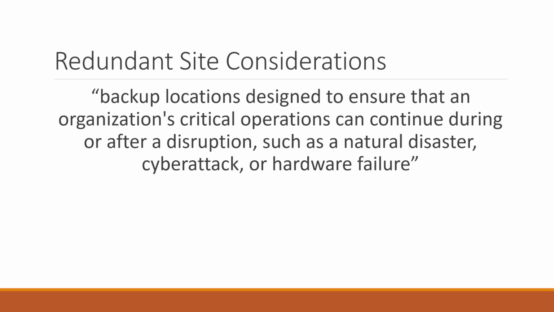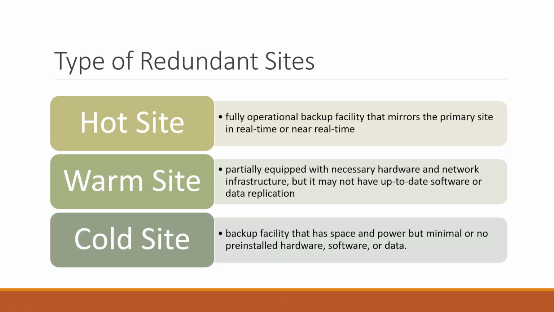Now, let's talk a little bit about redundant site considerations. We have a couple of different redundant sites that we can choose from, and one of them is all about how we recover if a disruption or a natural disaster took out our primary site. So we have 3 sites to think about. We've got our hot site, which is a full facility that mirrors the primary site in real time, or at least in near real time, so we could fail over to it quickly if needed.